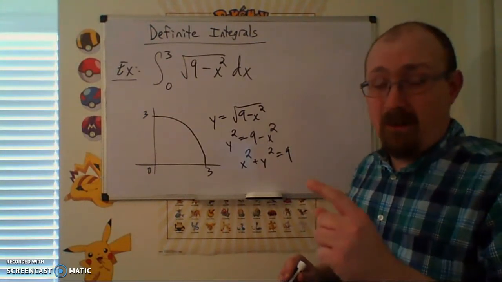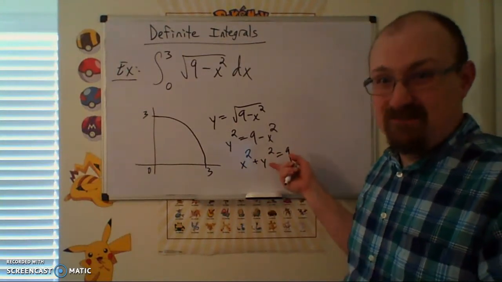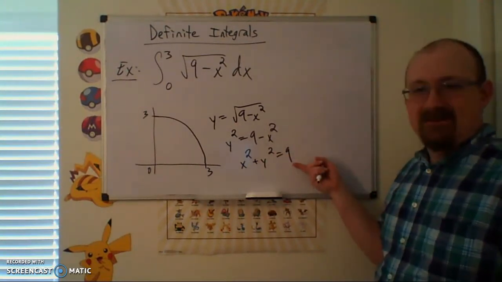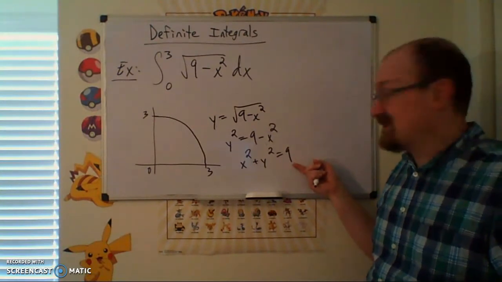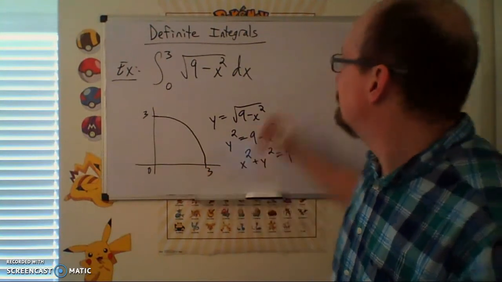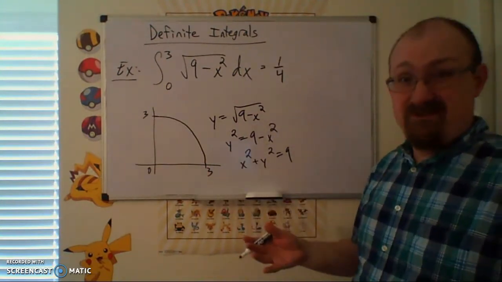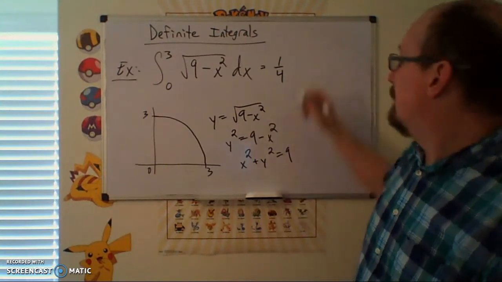Hopefully there are some bells going off in your mind at this point, because that's an equation for a circle centered at the origin, and the square root of this guy is in fact the radius of the circle. So we've actually got a quarter of a circle of radius 3. If we remember how to calculate the area of the circle, we just divide it by 4 and we're good to go.